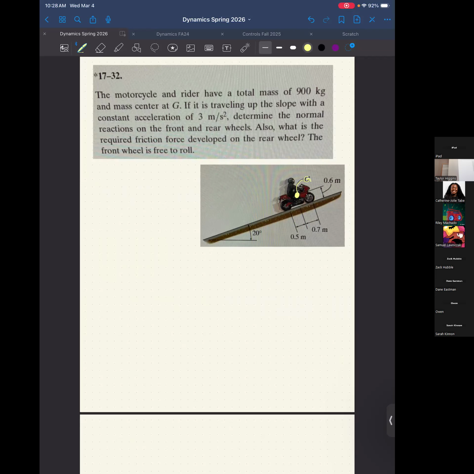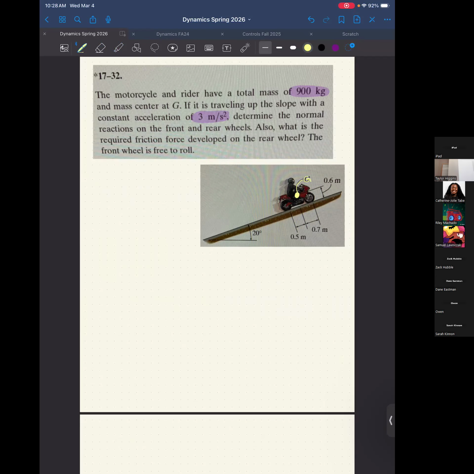If it is traveling up the slope with a constant acceleration of 3 meters per second squared, determine the normal reactions on the front and rear wheels. Also, what is the required friction force developed on the rear wheel? The front wheel is free to roll.